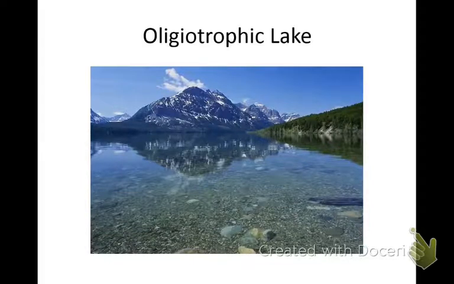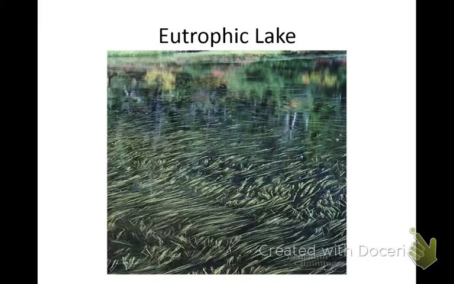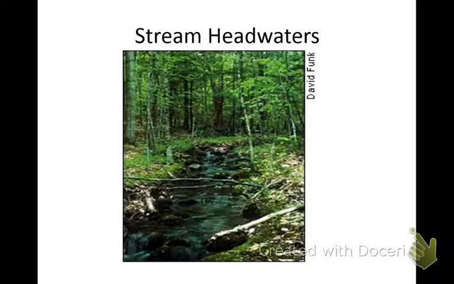Eutrophic is going to be EU, true. So true pond. It's going to be green. It's going to be murky. It's going to have lots of plants and animals. Nutrient rich. And are fairly shallow and warm. Murky and lots of plants and animals, and you're eutrophic.